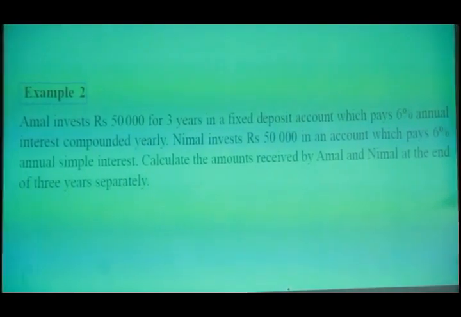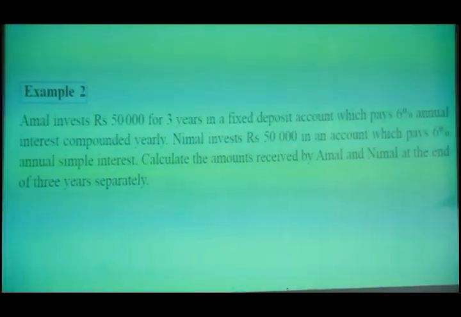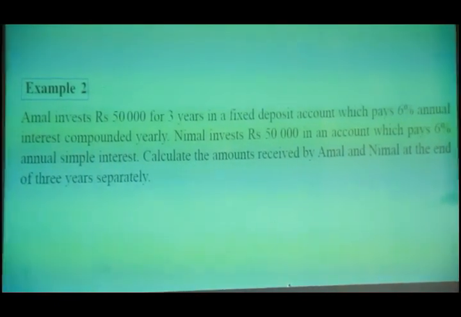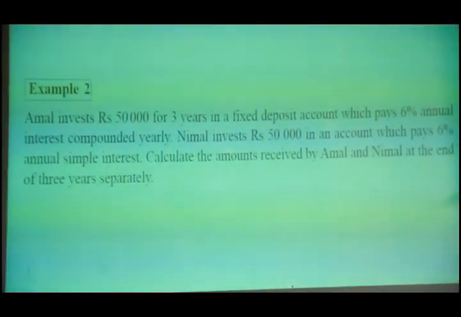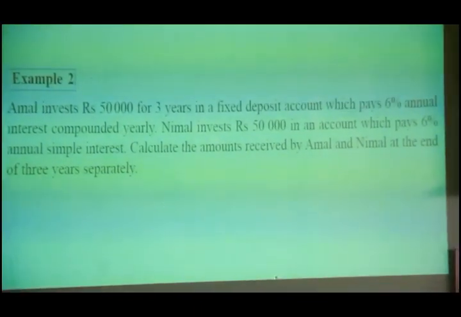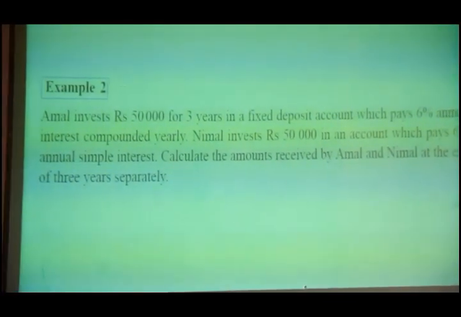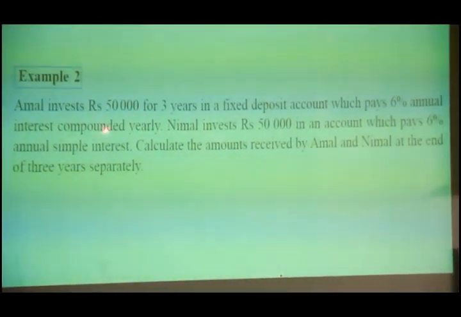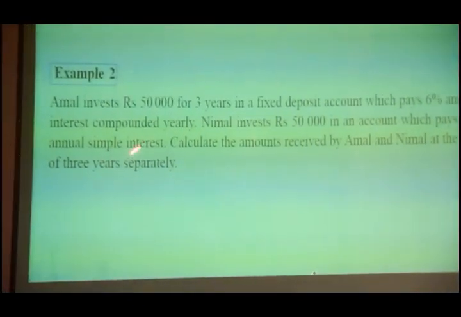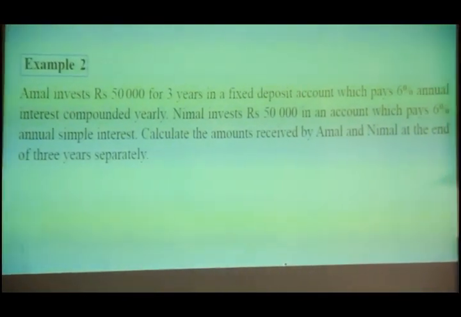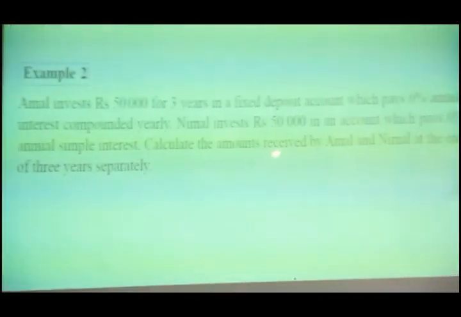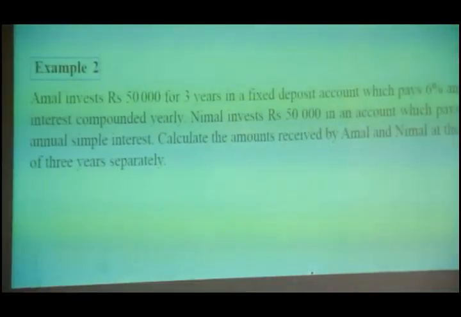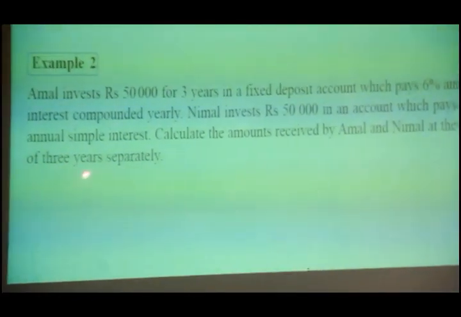Amal invests rupees 50,000 for 3 years. The percentage is 6%. And another person, Nimal, invests again an equal amount for the same percentage, but for simple interest. This is for compound interest, and this is for simple interest. Did you understand the question? The question is to calculate the amount received by each, total amount, at the end of 3 years separately.